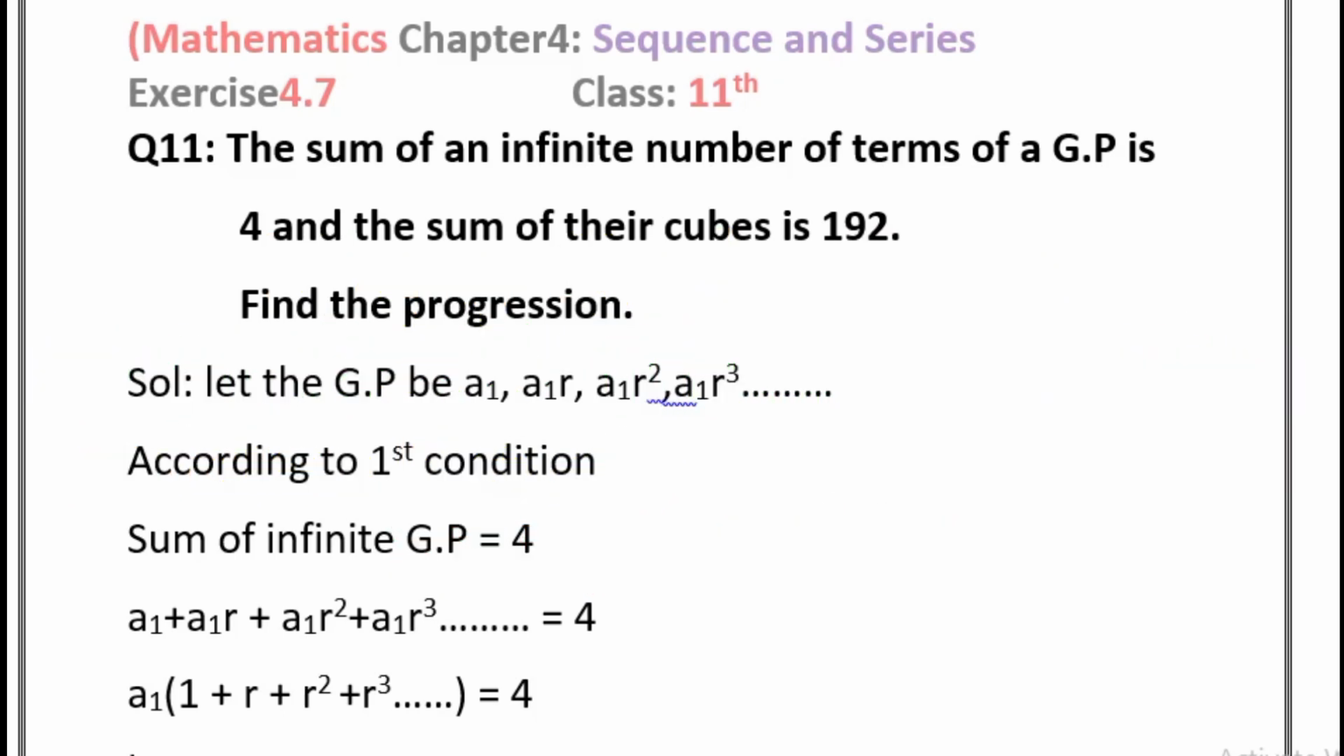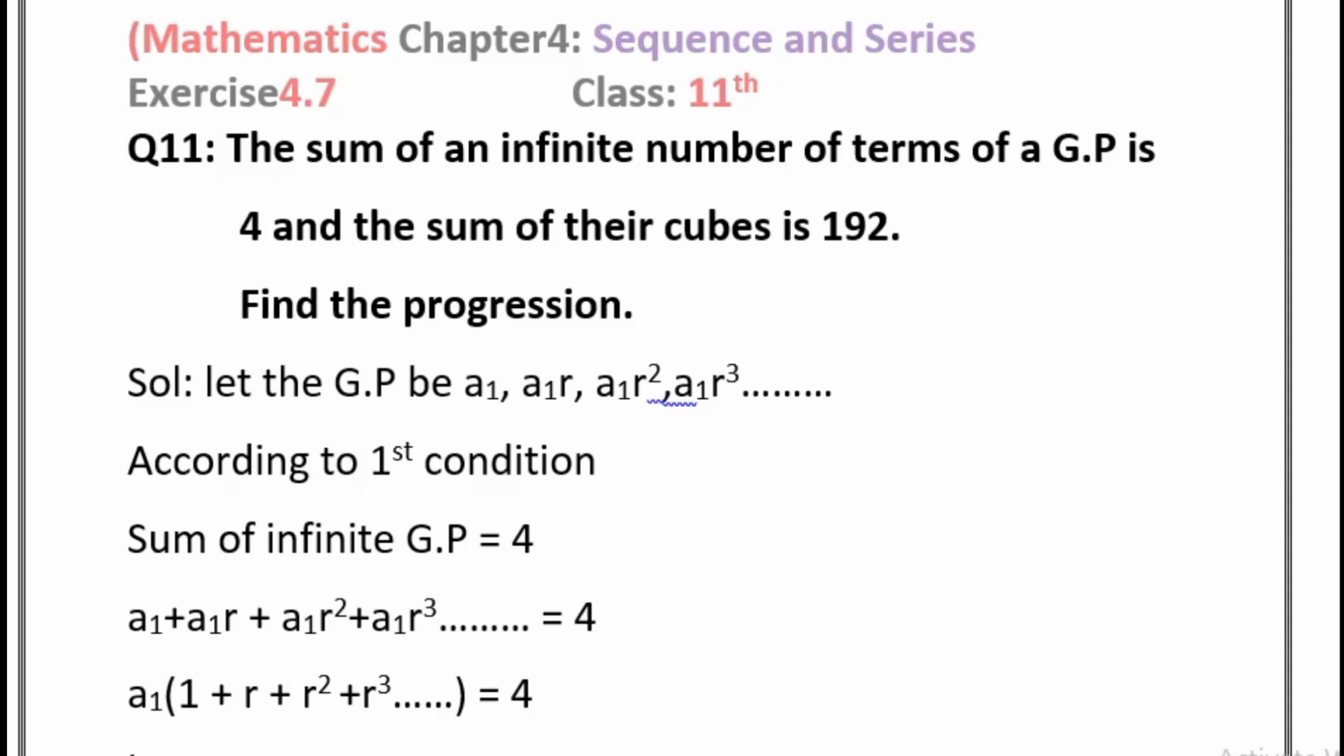In this lecture I will solve exercise number 4.7, question number 11, that is most important from the paper's point of view. So let's start. The sum of an infinite number of terms of a geometric progression is 4 and the sum of their cubes is 192. Find the progression.